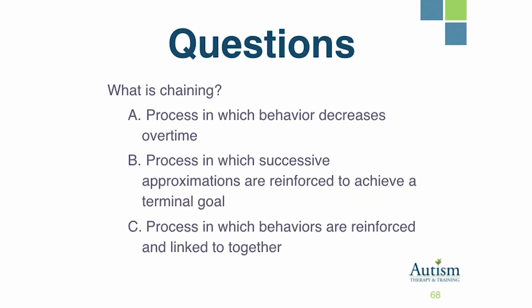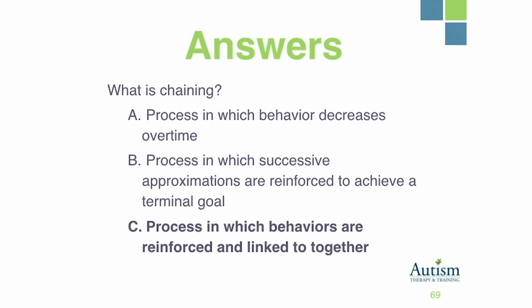What is chaining? A. Process in which behaviors decrease over time. B. Process in which successive approximations are reinforced to achieve a terminal goal. C. Process in which behaviors are reinforced and linked together. And the correct response is C. Process in which behaviors are reinforced and linked together.